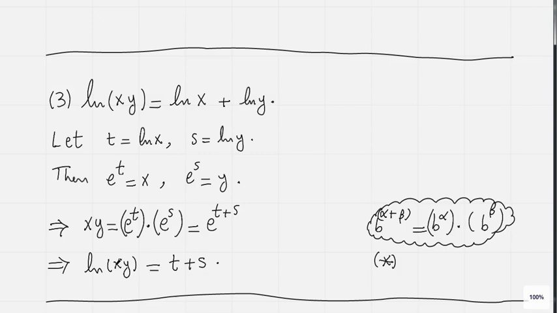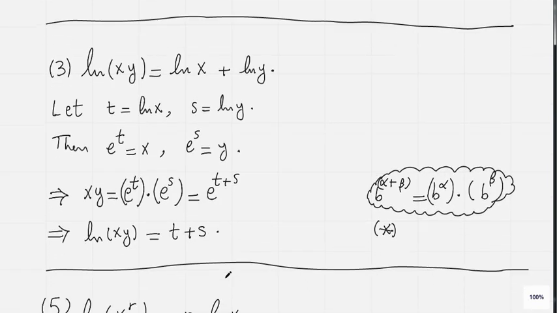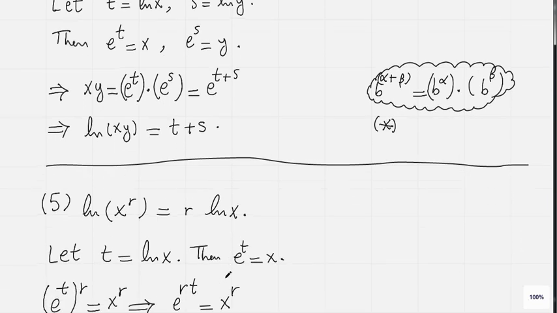Also, let's take the ln from both sides of this identity. Then I'm going to get ln xy is equal to ln e to the t plus s, but that's already t plus s. So that proves this property as well.